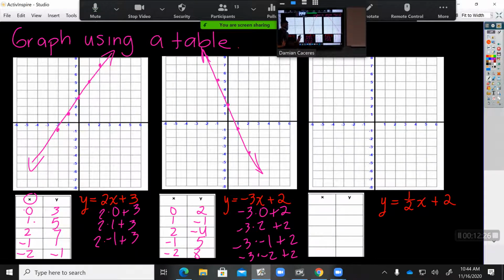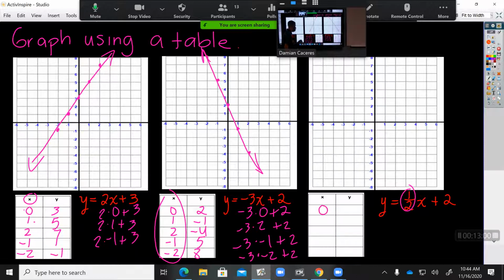You with me so far? Now, this is where it gets different. And it's not very different. It's just different in terms of what numbers you put here. Right? If I put the number 1 in here, and I solve, it's going to give me a decimal. Decimals are very hard to graph. So I recommend, whenever there's a fraction, make sure every number in here is a multiple of that denominator.